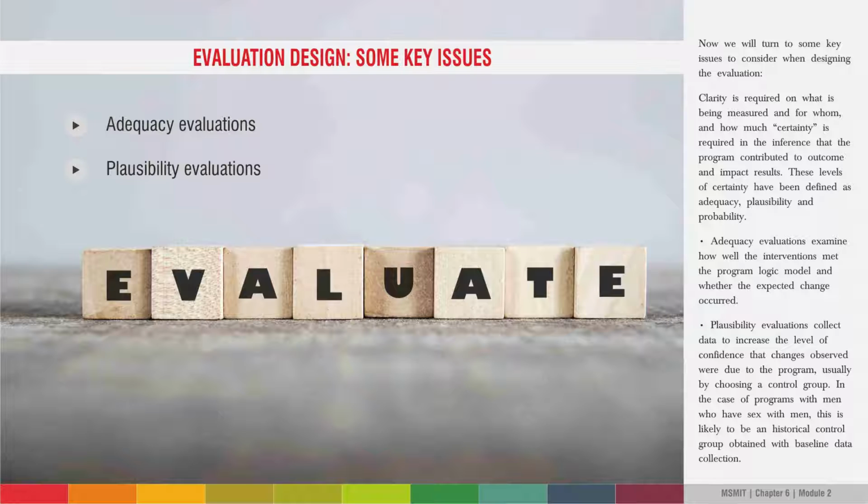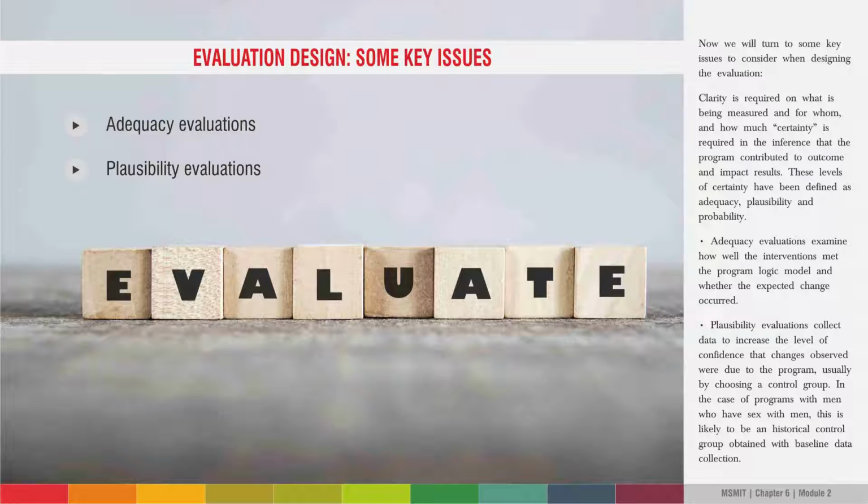Clarity is required on what is being measured and for whom, and how much certainty is required in the inference that the program contributed to outcome and impact results. These levels of certainty have been defined as adequacy, plausibility, and probability. Adequacy evaluations examine how well the interventions met the program logic model and whether the expected change occurred.